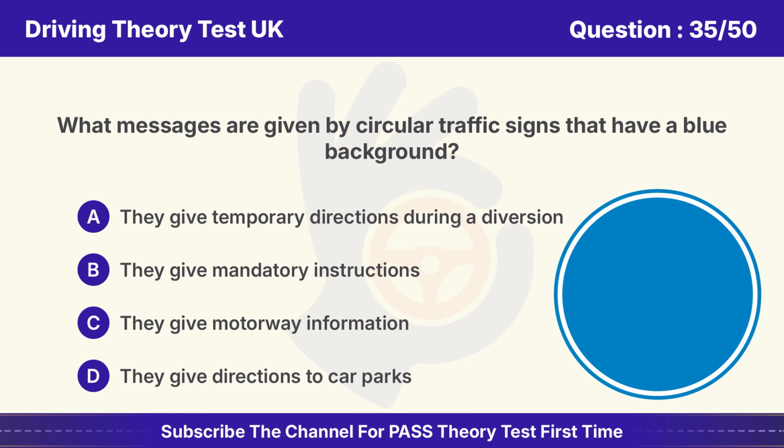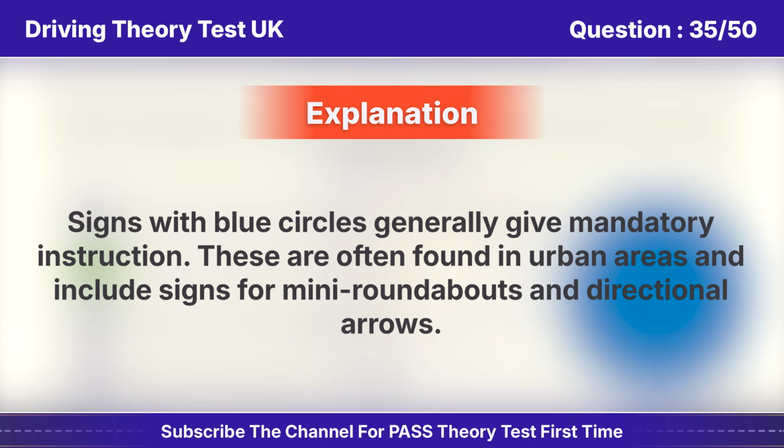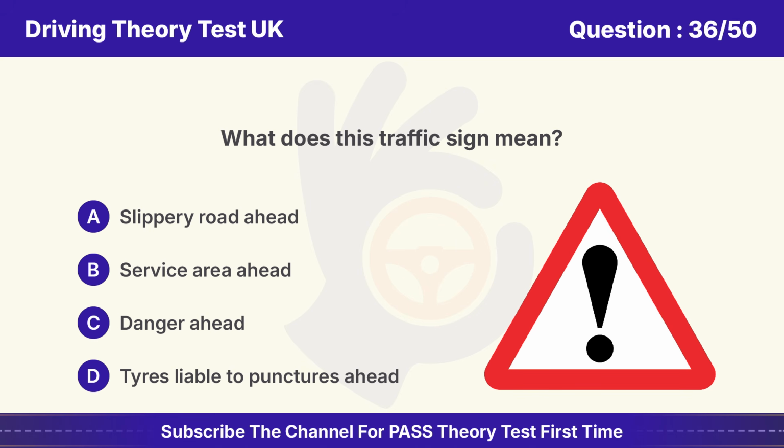Question 35. What messages are given by circular traffic signs that have a blue background? Answer is B. They give mandatory instructions. Signs with blue circles generally give mandatory instruction. These are often found in urban areas and include signs for mini roundabouts and directional arrows. Question 36. What does this traffic sign mean?